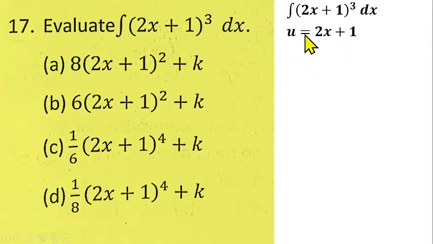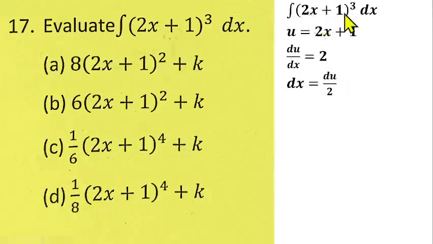So we can differentiate u with respect to x, that will give us du/dx. So du/dx will give us 2, because if you differentiate 2x, that will give us 2, and if you differentiate 1, that will give us 0. So from here now we can find our dx by making dx the subject of the formula. So there you'll have dx equals du over 2. So that means you can now return that back here.